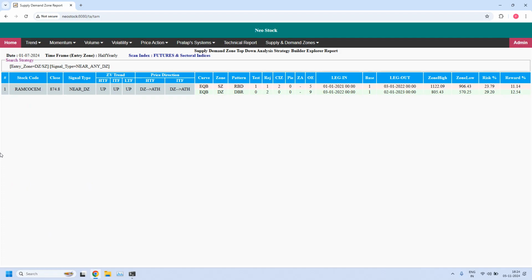In case if you don't understand how to study this report, I request you complete training lesson 21.1. In that video, I have explained each and every column, their values, abbreviations in detail. I also explained how to draw zone in TradingView by taking this leg in and leg out timestamps and also base candle count.